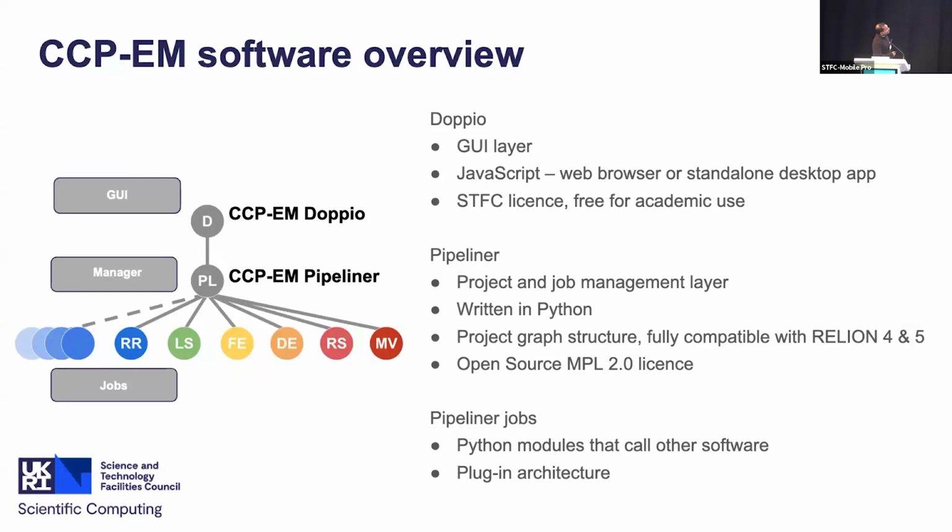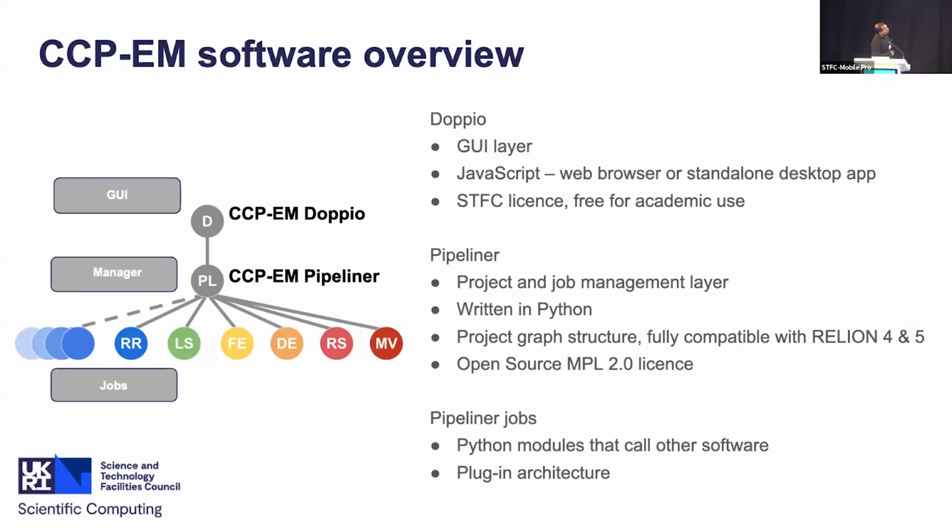But what sits underneath is the pipeliner layer, which is the important component. It manages the jobs and workflows, how the jobs are linked to each other, and how the project workflows are structured. The way it is designed, we've drawn inspiration from how things are structured in Relion, and we also work closely with Sjors and his group in this development.